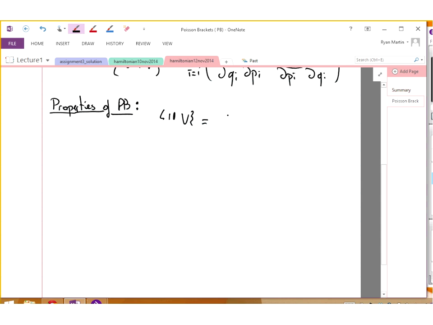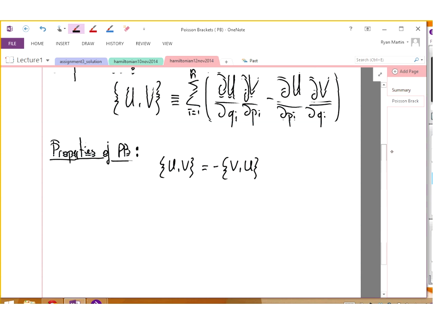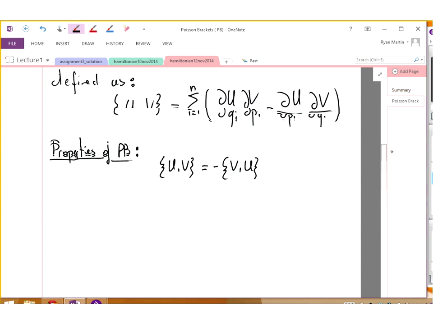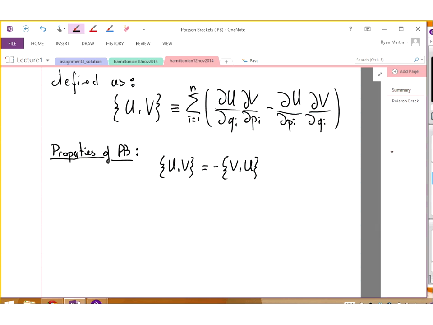First of all, the Poisson bracket of u and v is equal to minus the Poisson bracket of v and u. If you look at the definition, that's obvious. If you switch u and v on the left-hand side, then you get minus what you had on the right-hand side. Okay?